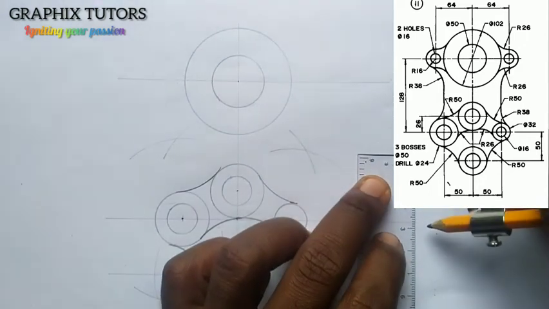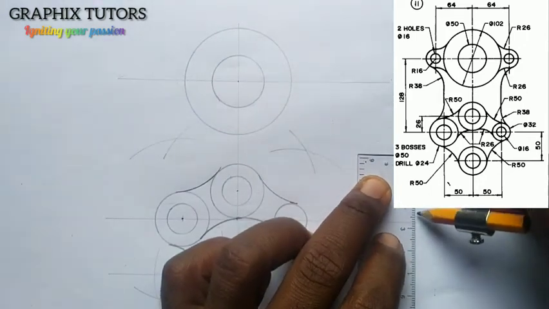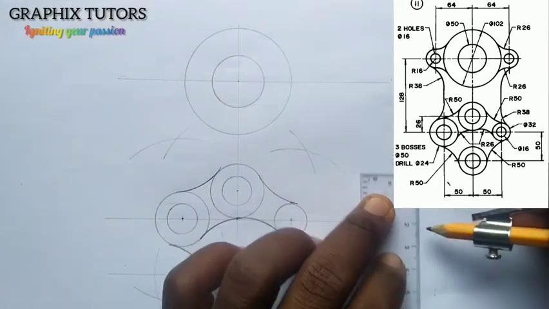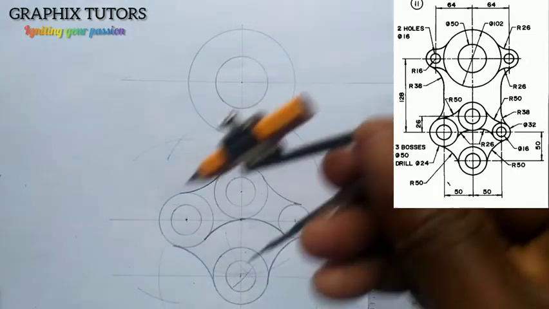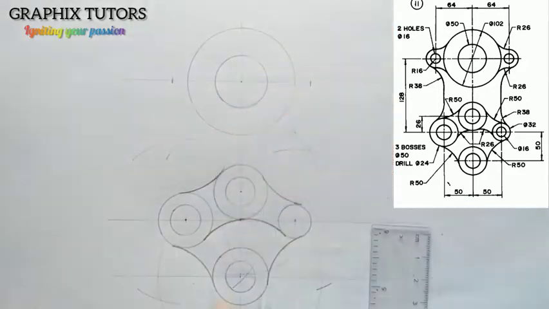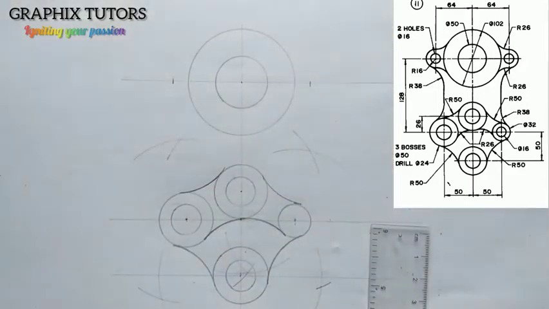I'll measure 32 from here to this point here. This is 32 here, right? Now I'll place it at the center here, and I'm going to mark on the left and also on the right. Is that okay? Now that is the next stage.